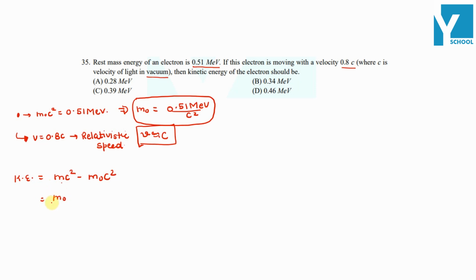So what will be its value? From the relativistic formula, m will be m naught divided by root of 1 minus v square by c square, into c square, minus m naught c square. Further this implies m naught c square will get common, we will get 1 upon under root 1 minus v square over c square, minus 1.